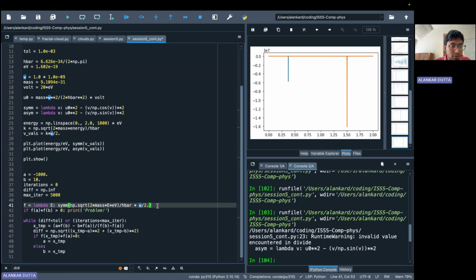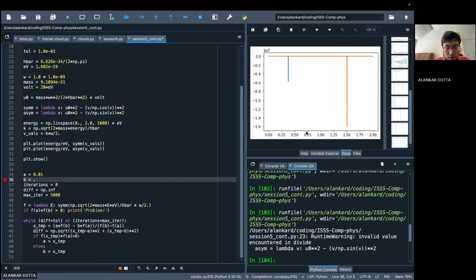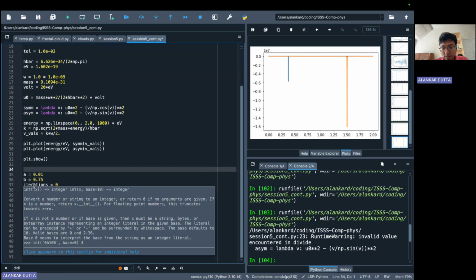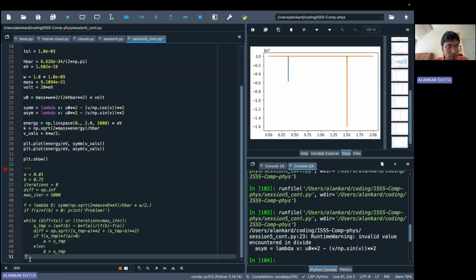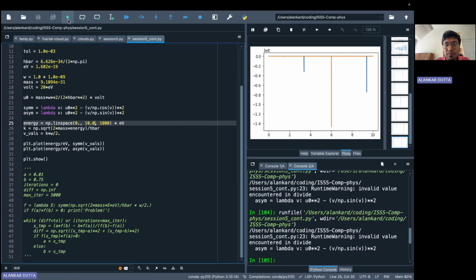Okay. Similarly, we can do it for antisymmetric as well. And then we search for A. So let's look at the A value. So we give an A value of say 0.01, just some number, and then the other is say 0.75. So we know that there will be a root in between. And we are good to go. But before that, let's also plot this thing with a wider range and see what's happening. So let's do this for say 10 electron volts and see.